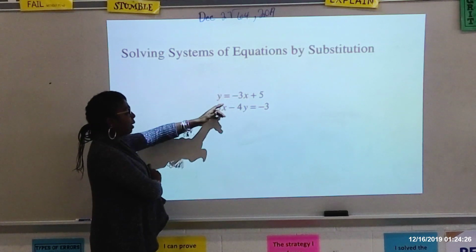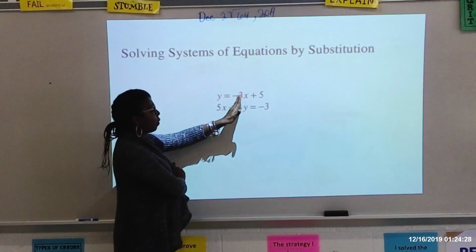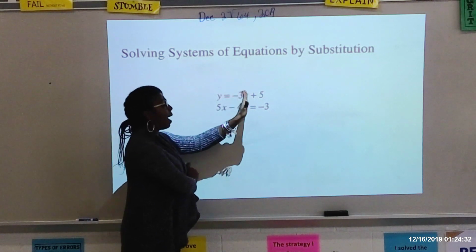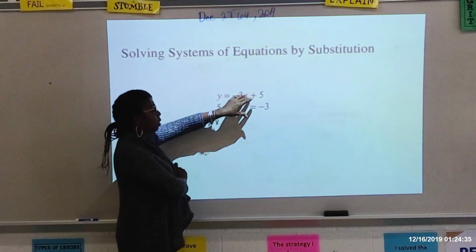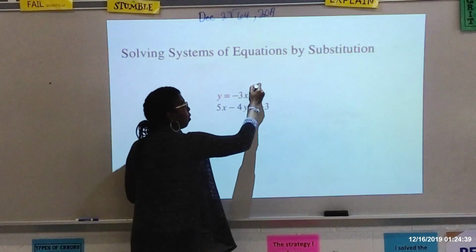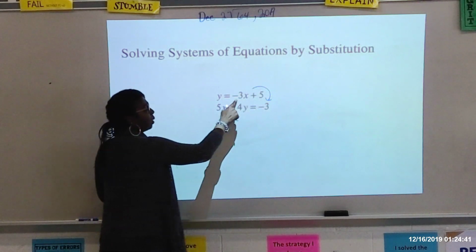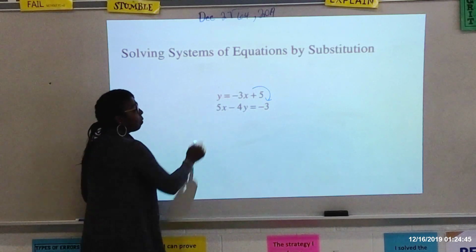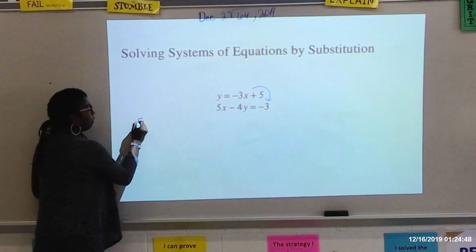When you see problems like this, always go for the equation that has y or x equal to a monomial or a binomial, so you can substitute it back in. So I'm going to draw an arrow showing that I'm going to substitute negative 3x plus 5 anytime I see y. So let's get ready to do it.